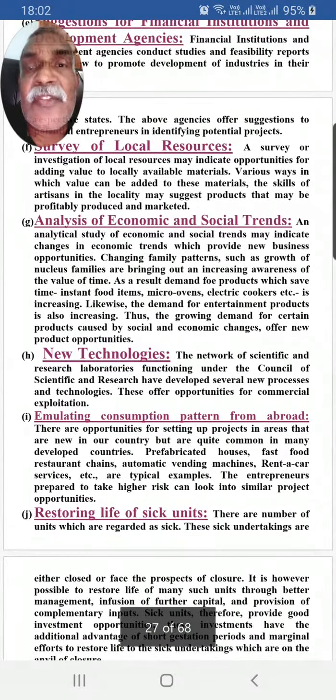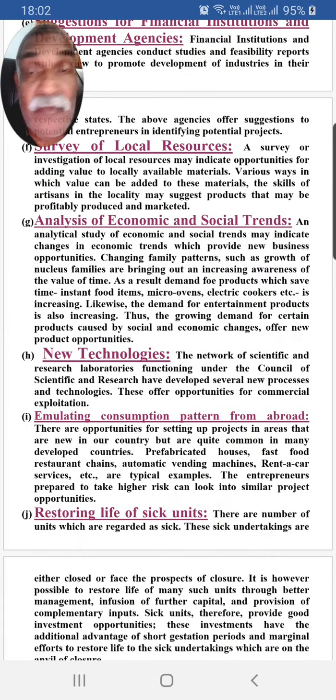Survey of local resources, very important. A survey of local resources may indicate opportunities for adding value to locally available materials. There are various ways in which value can be added to these materials. The skill of artisans in the locality may suggest products that may be profitably produced and marketed.